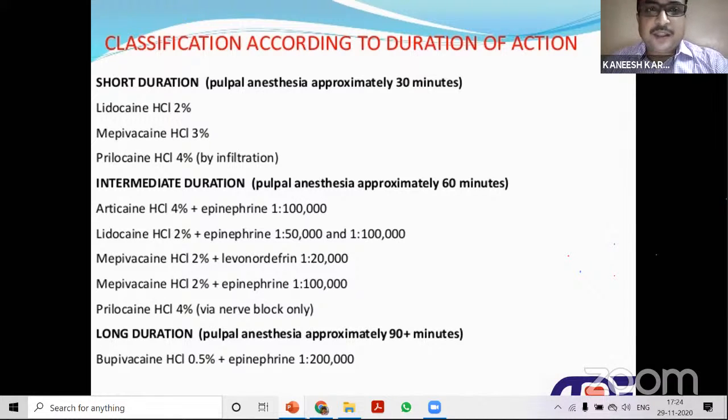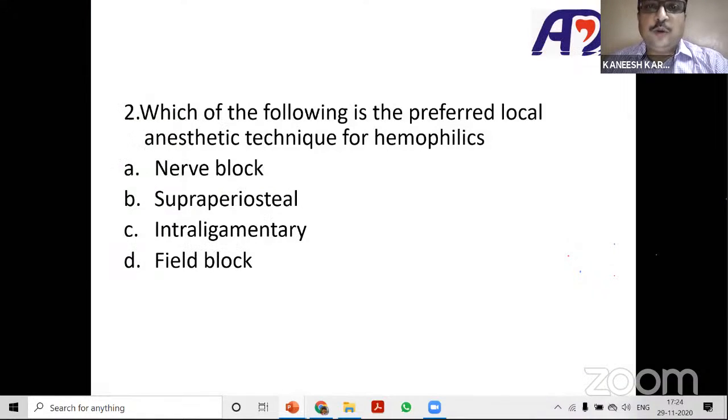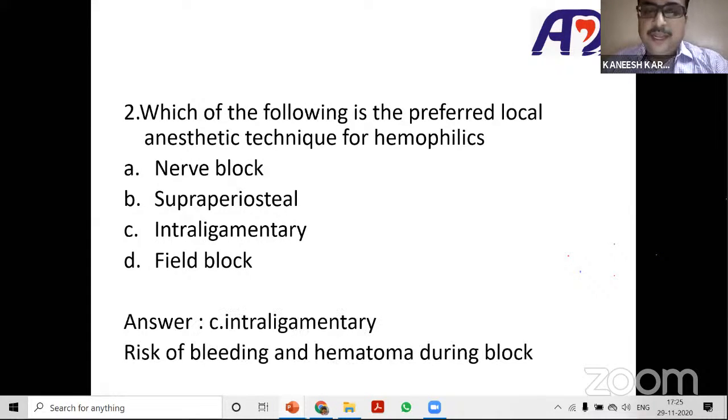Okay. So which of the following is the preferred local anesthetic technique for hemophilics? Yes, correct. It is intraligamentary. Okay. Why intraligamentary? Because that has the least amount of bleeding. Others have a risk of bleeding. If you give a nerve block or a field block, then you risk bleeding in hemophilics. Okay. So we have to use intraligamentary.